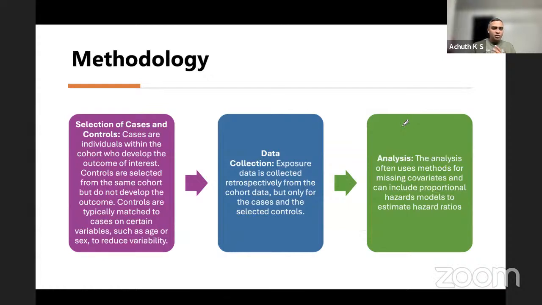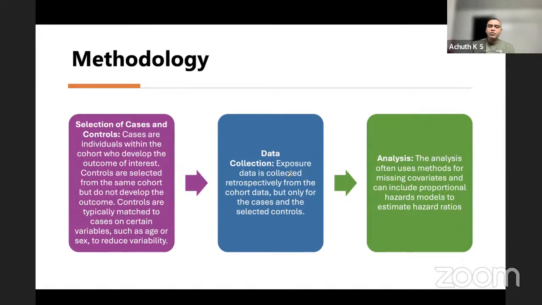What is the methodology? Selection of cases and controls. Cases are the individuals within the cohort who develop the outcome of interest, and controls are selected from the same cohort but do not develop the outcome. Controls are typically matched. Like in a case control study, you will match for age, gender, socioeconomic status, demographic status, race, etc. Here also you will match the same.